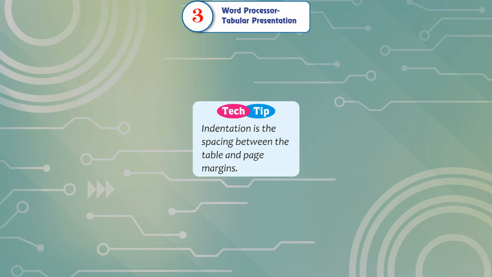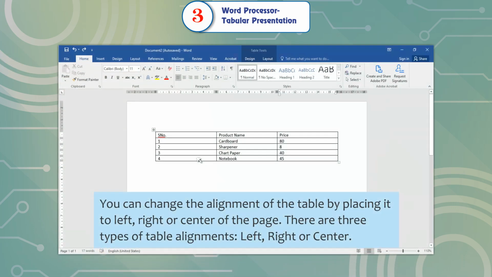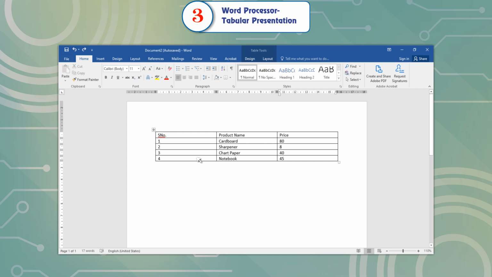Tech tip: indentation is the spacing between the table and page margins. Table alignment: you can change the alignment of the table by placing it to left, right, or center of the page. There are 3 types of table alignments: left, right, or center. To set the alignment of the table, follow the given steps.